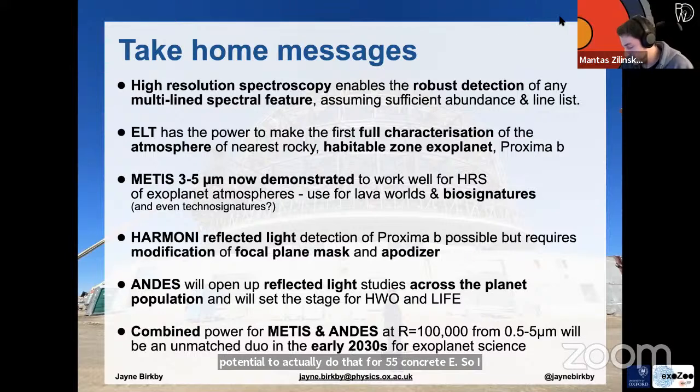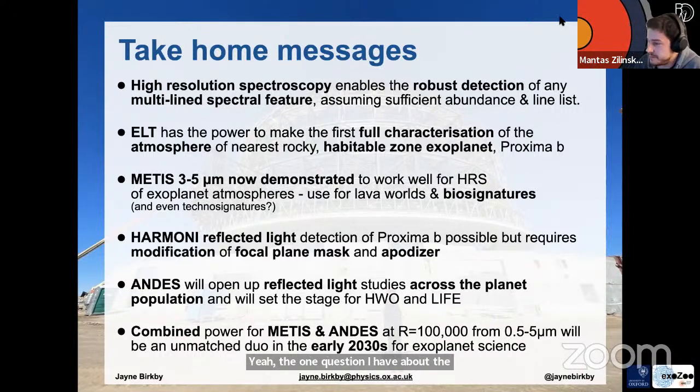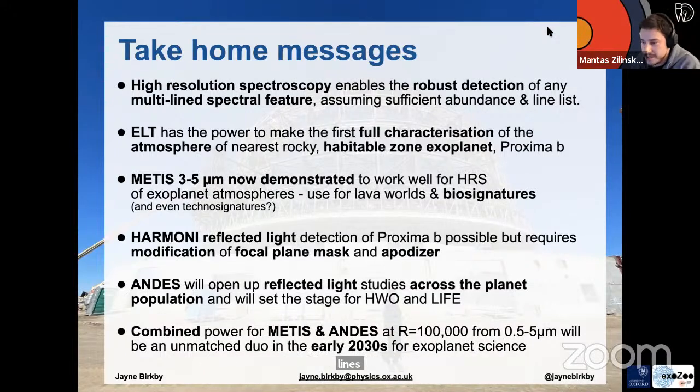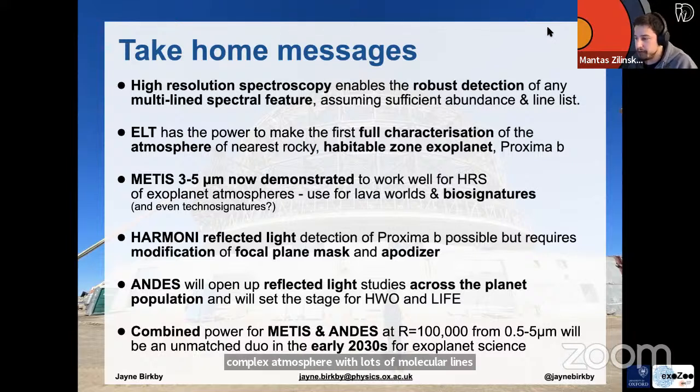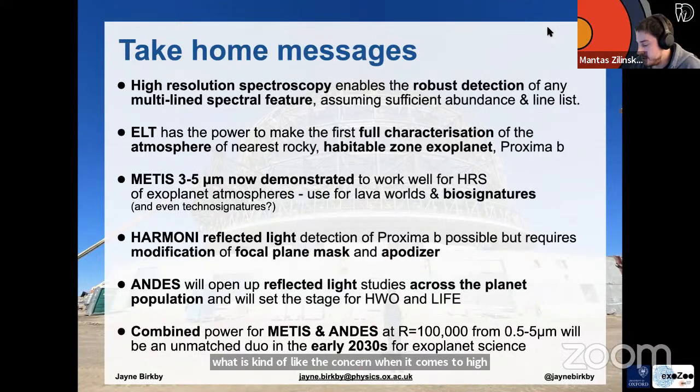Yeah, the one question I have, so I'm not an expert in high resolution, but what are the theoretical bottlenecks? For example, when you look at 55 Cancri, you might expect a very complex atmosphere with lots of molecular lines. And I don't know if it's the line lists that might not be accurate enough, or the chemistry models. What is the concern when it comes to high resolution there?